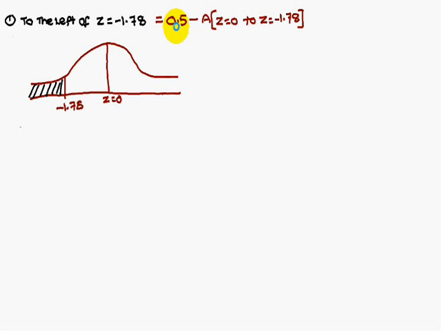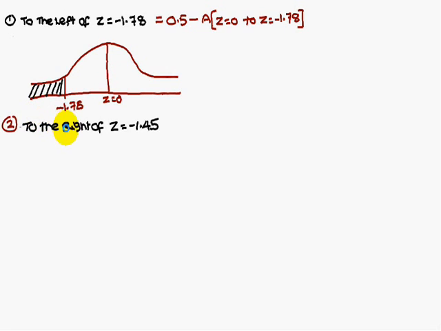That's why I have written 0.5 minus the area from z is equal to 0 to z is equal to minus 1.78. This area I am subtracting. So if you subtract this area, you are going to get this one.